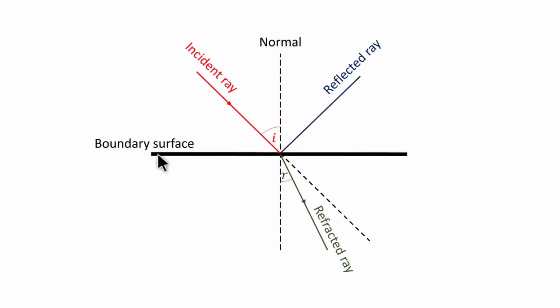Then this is the boundary surface between the two media, either air and water or maybe air and glass and so on. And the dotted line represents the actual path that the light is supposed to travel in, but after striking the surface it bends away from the actual path. Either it moves towards the normal or away from the normal.